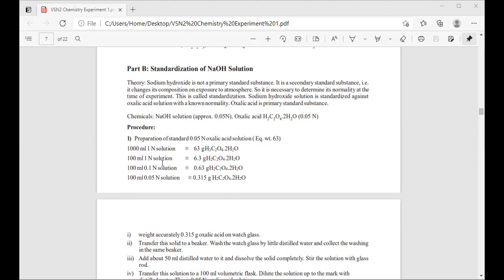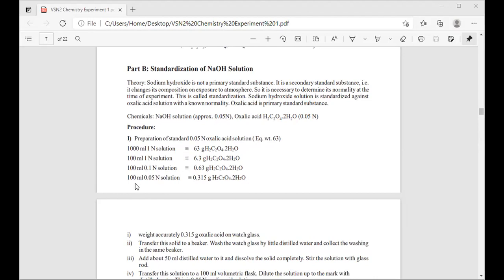It will become 0.63. Now 0.1 here, and here it is 0.05. So here we have divided by 2, so here also we have to divide it by 2 and you get 0.315. So 1000 ml 63, 100 ml 6.3, 100 ml 0.1, 0.63, 100 ml 0.05, 0.315. It is the weight you have to take. Every batch is supposed to prepare this, but online, so I have explained only the calculation.